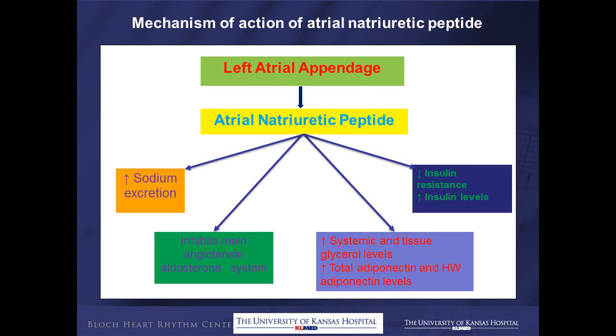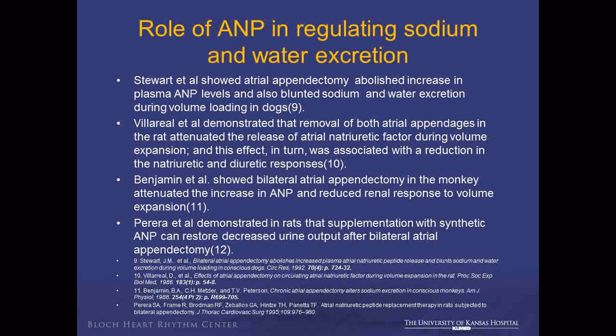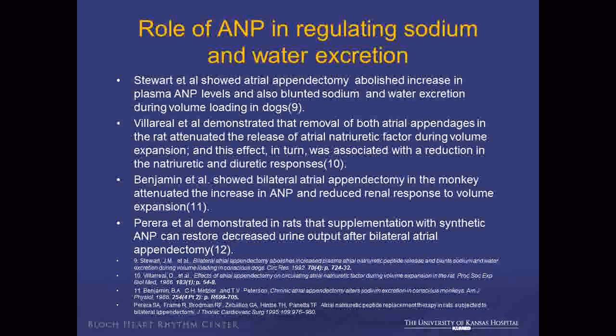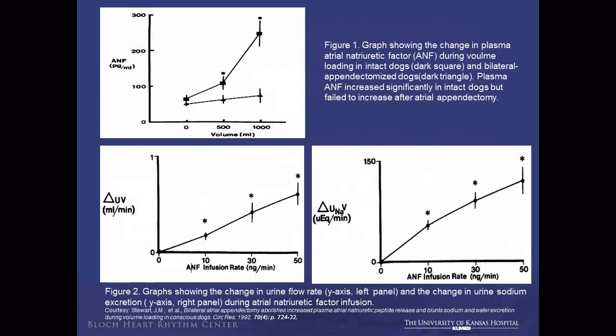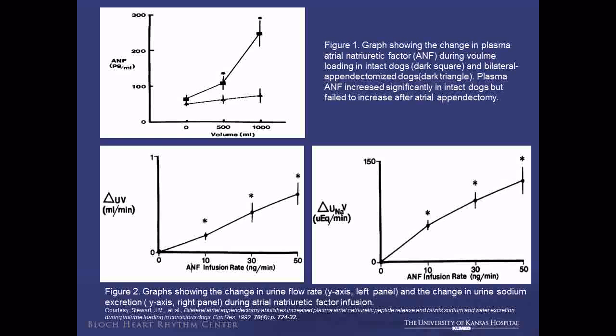It inhibits the renin-angiotensin-aldosterone system. It increases the systemic and tissue glycerol levels, so it plays a major role in lipid metabolism. And it decreases insulin resistance and increases insulin levels. Are we adversely affecting all of these functions by decreasing atrial natriuretic peptide? And how long does this effect last? And is this effect permanent?